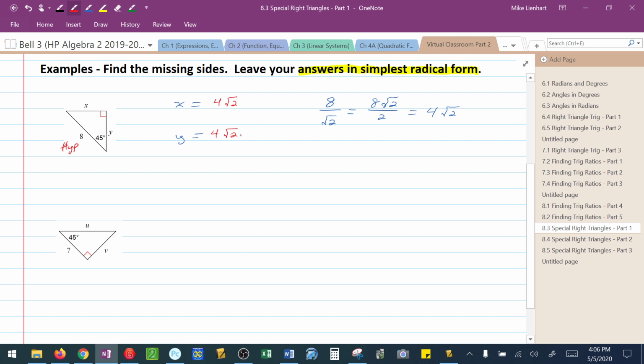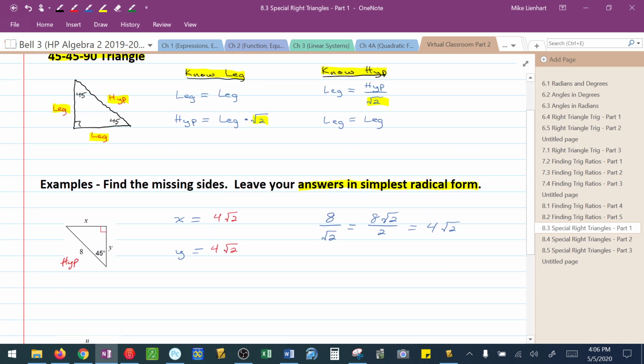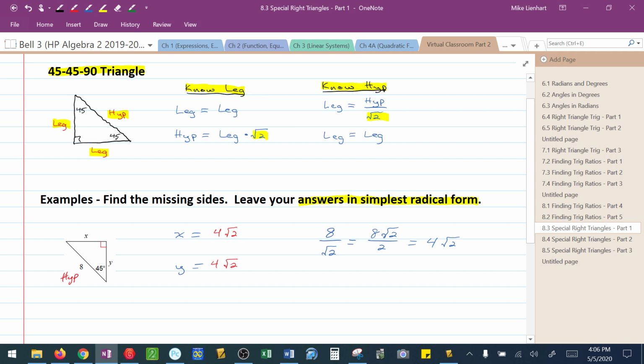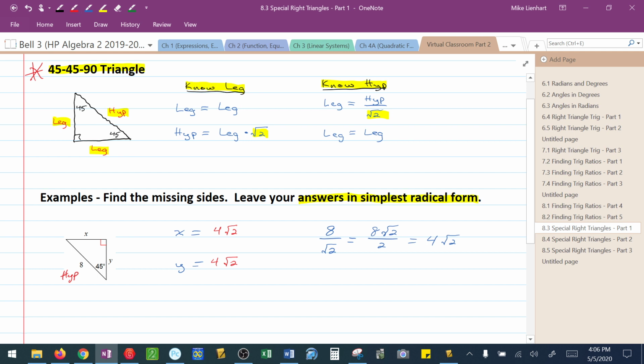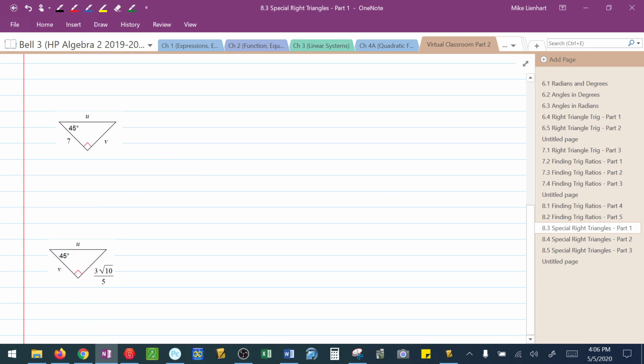And because this is a 45, 45, 90, the other leg has to be exactly the same as well. And again, when you're trying to figure things out, once you identify what's given, think of this chart right here that I gave you for 45, 45, 90. In this particular problem, this 7 is a leg. I know that I have to find U, which is the hypotenuse, and V, which is the other leg. Well, if I know a leg, the other leg has to be the same thing.